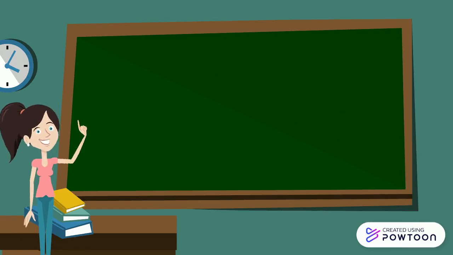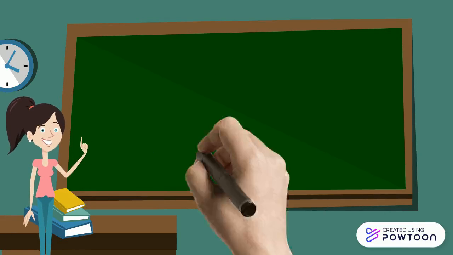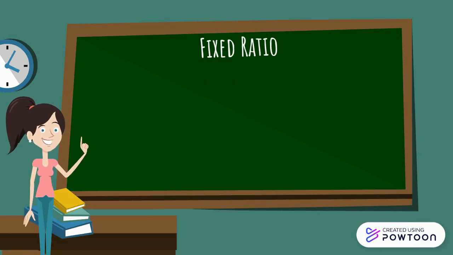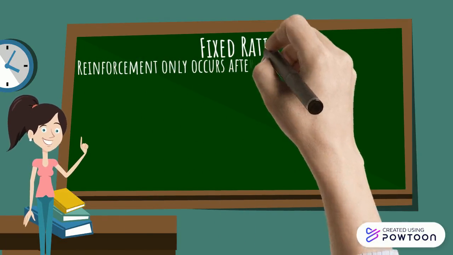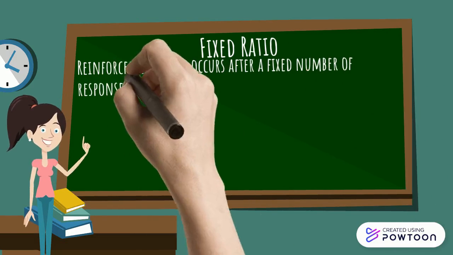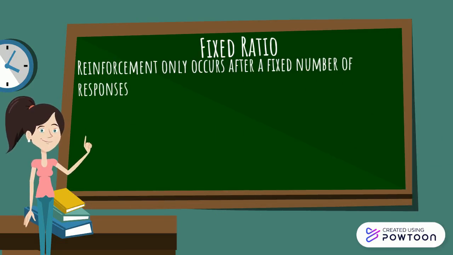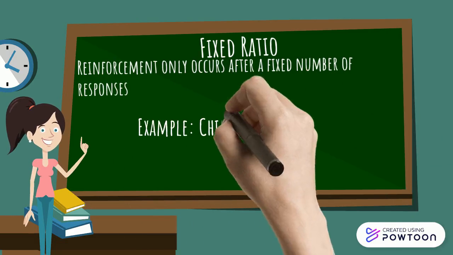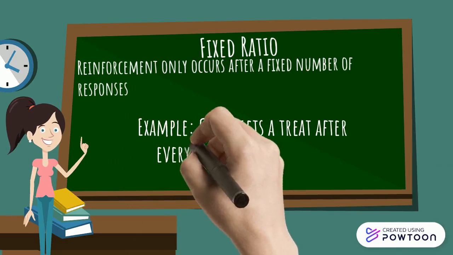The first type of schedule of reinforcement that I'll be talking about is fixed ratio. Reinforcement only occurs after a fixed number of responses in this, which means reinforcement is contingent upon the number of responses. For example, a child gets a treat after every 5 toys he or she picks up.